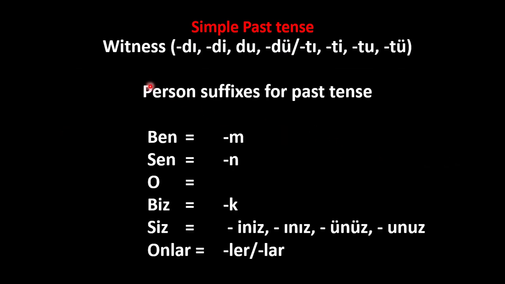So for the event that you witness, these are the suffixes. Now for these suffixes also, there are personal suffixes. Here they are. Okay. Now, if I just put it like this, you might not necessarily understand. So anyway, here the third person has nothing. Okay, let's look at it practically.